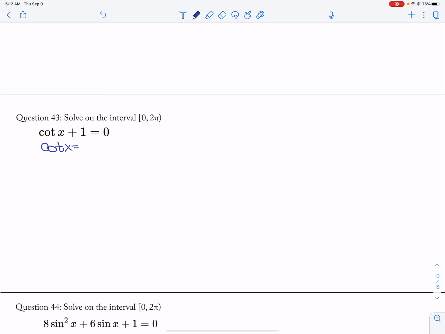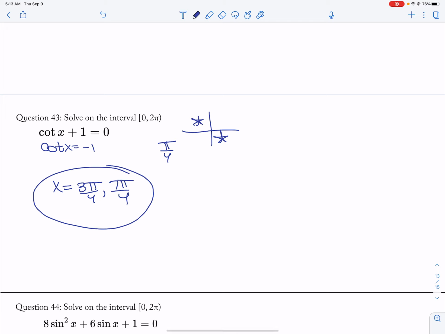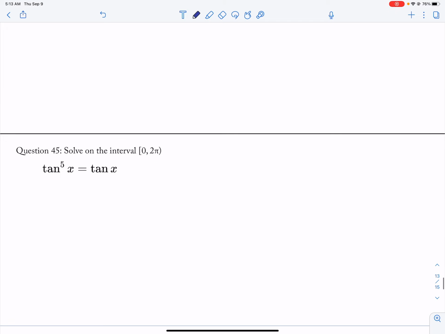Cotangent of x is equal to -1. So that's going to put me in either quadrant 2 or quadrant 4. This is your 45, 45, 90 triangle. So then I want pi over 4 in both of those quadrants. So x is 3 pi over 4 or 7 pi over 4. Okay.